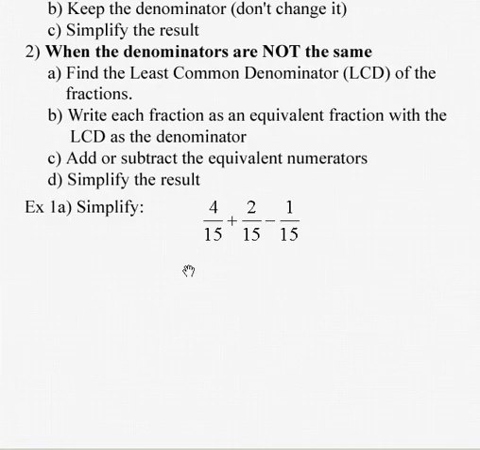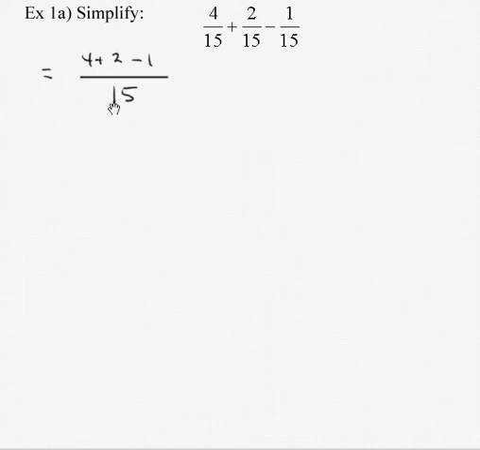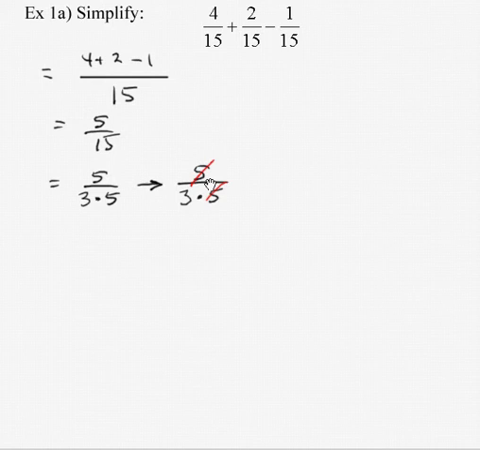So let's start out with one that's fairly simple. All the denominators are the same, so we keep the denominator, add or subtract the numerators. 4 plus 2 is 6 minus 1, which is 5. We have to reduce that, so 15 could be written as 3 times 5. And any factor in the numerator that's the same as any factor in the denominator divides out to 1, and we're left with our answer of 1/3.